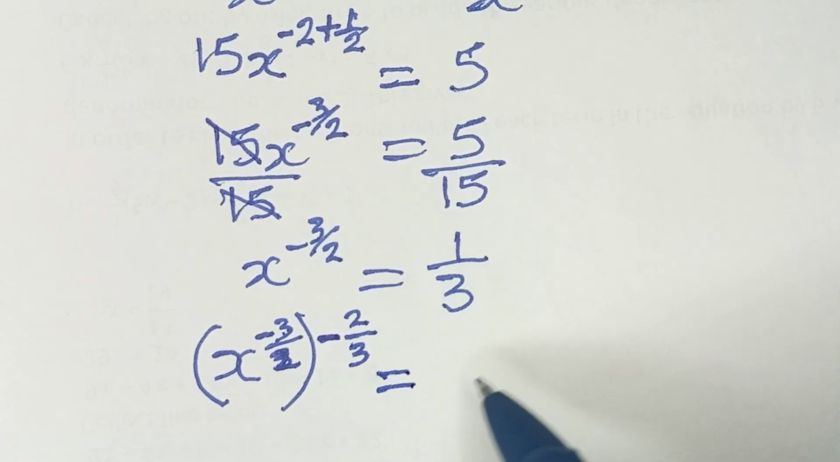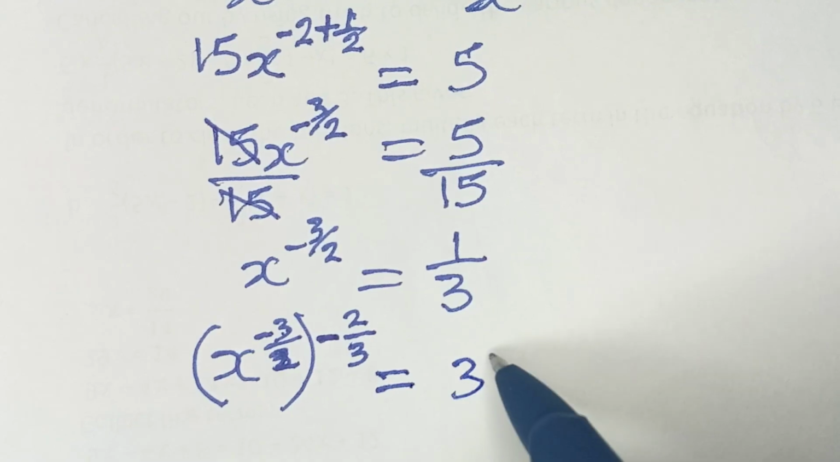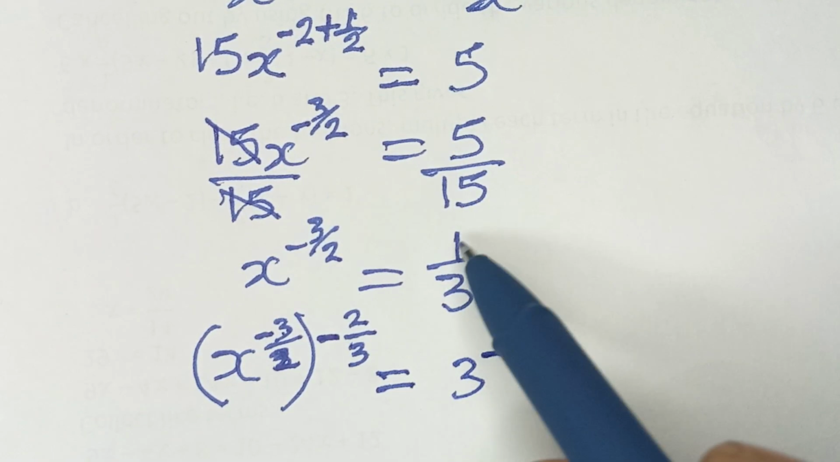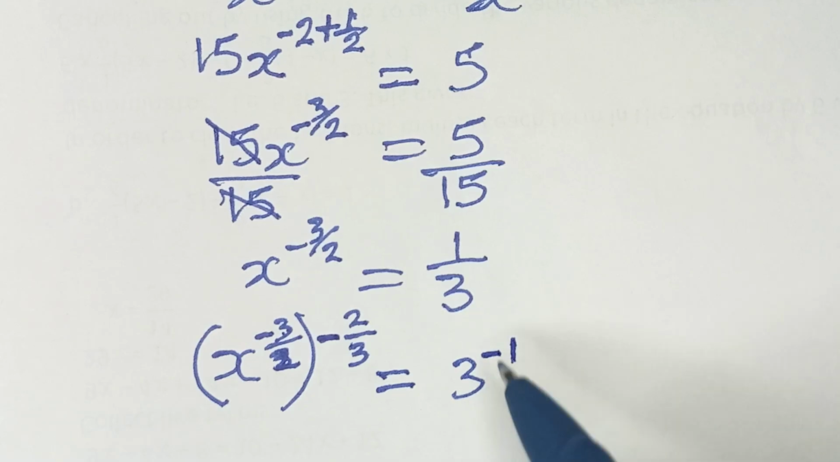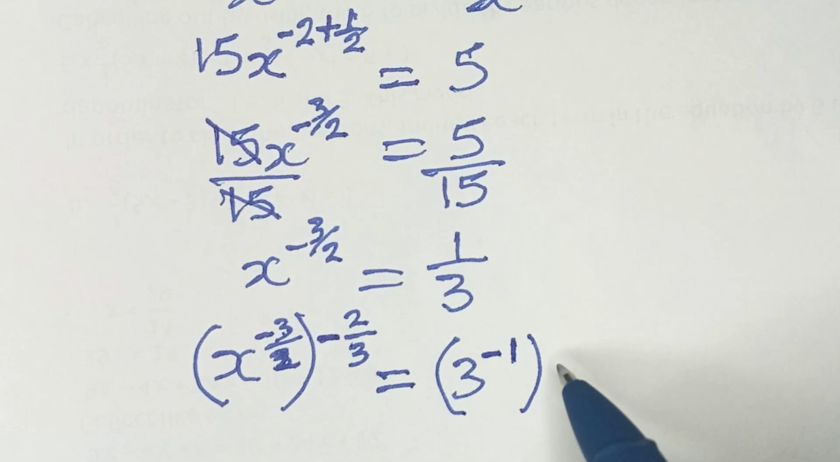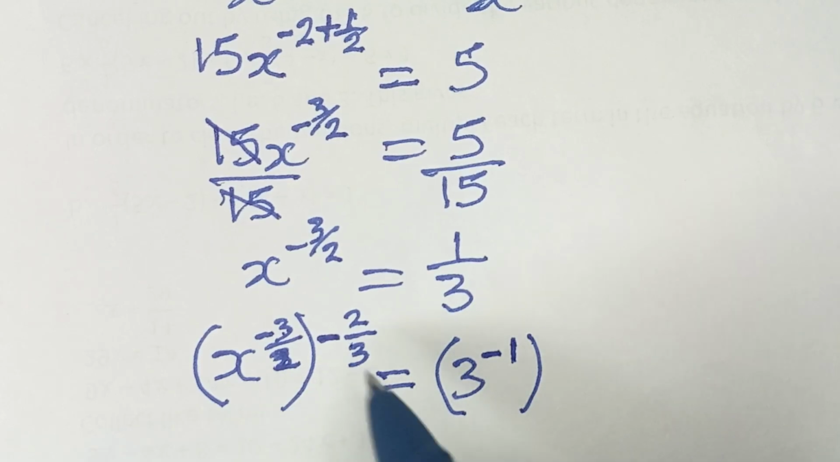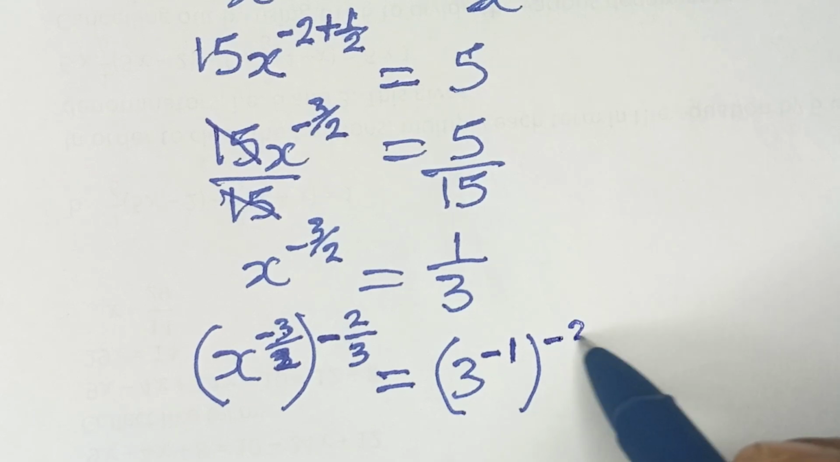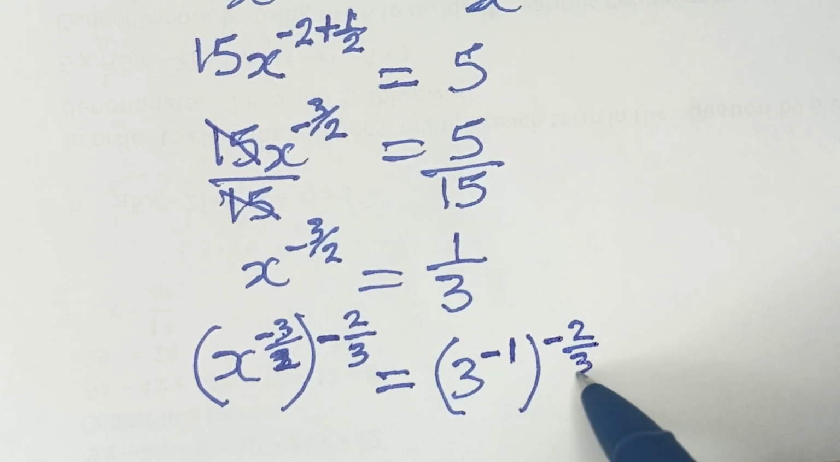This 1 over 3 is the same thing as 3 raised to power minus 1. Don't forget, according to the law of indices, when you have a fraction like this, it also means 3 raised to power minus 1. And then don't forget, since we have raised this side to the power negative 2 over 3, we also do the same to this side. Whatever you do to one side of an equation, you also do to the other side of the equation. So we're also going to raise this side to the power negative 2 over 3.